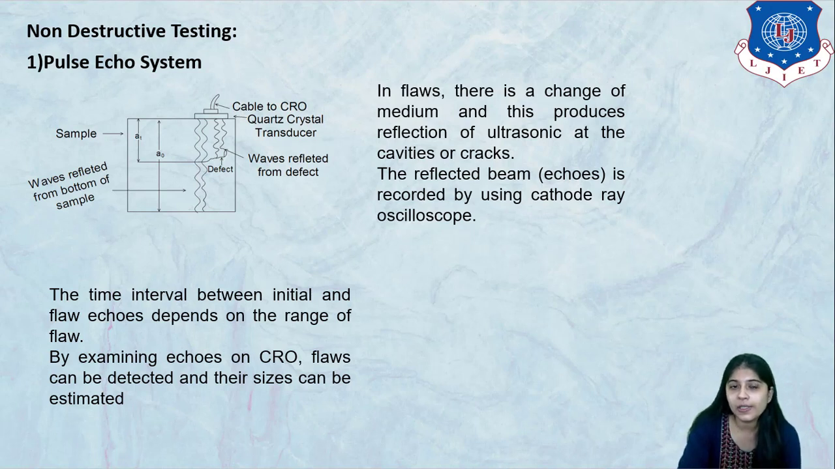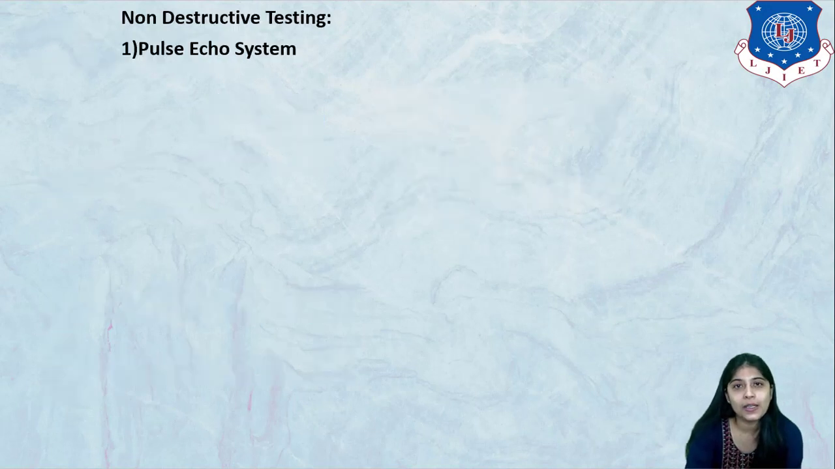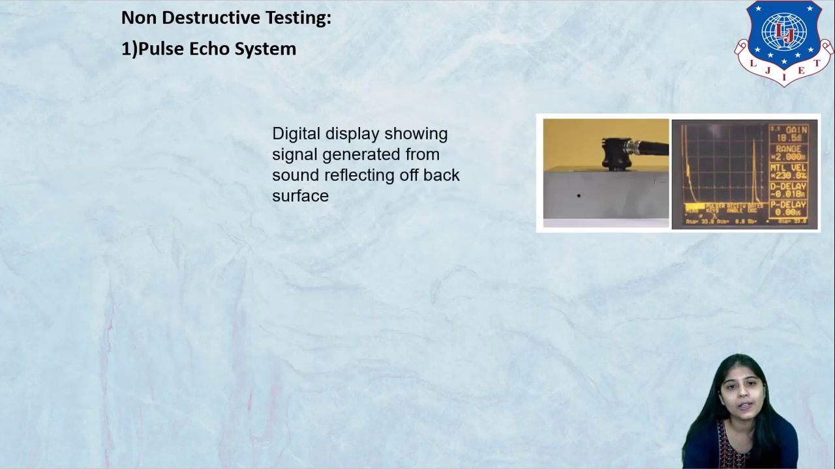At a flaw, there is a change of medium, and this produces reflection of the ultrasonic wave at cavities, cracks, holes or pores. The reflected beam, known as echoes, is recorded using the CRO, the cathode ray oscilloscope. The time interval between the initial and final echoes depends upon the range of the flaw. By examining echoes on the CRO, flaws can be detected and their sizes can also be estimated. So using the CRO, we can determine the time between the incident and reflected wave.